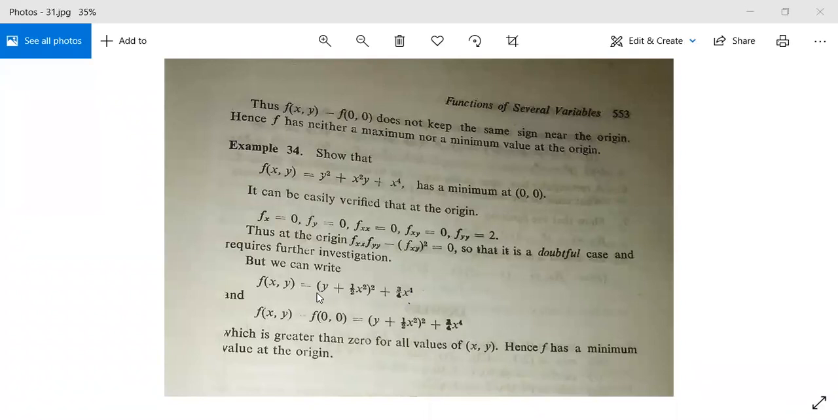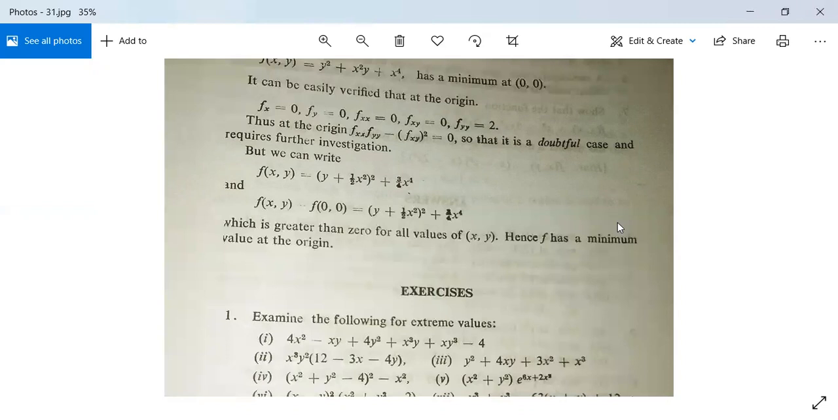इसको ओपन करोगे तो यही मिलेगा the same function, क्योंकि ये y square हो गया plus x to the power 4 by 4 और इससे मिलके हो गया x to the power 4 plus x square y, this is your x square y. So f(x, y) minus f(0, 0) will be (y plus 1/2 x square) whole square plus 3/4 x square minus 0. देखो ये स्क्वायर है, ये भी पॉजिटिव, this is also positive, so this is greater than 0 for all values of x, y. Hence f has a minimum value at the origin. इसलिए डेफिनेटली f का मिनिमम हो जाएगा at the origin.